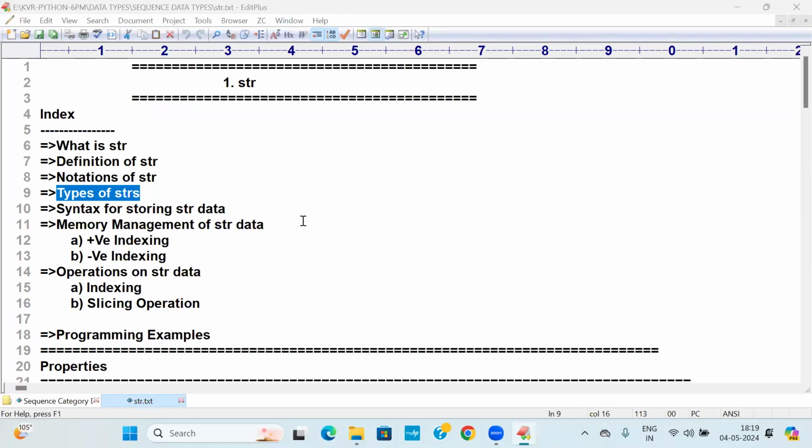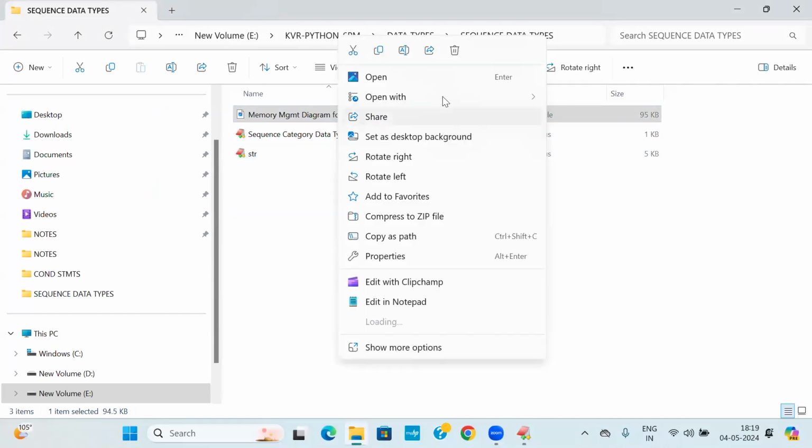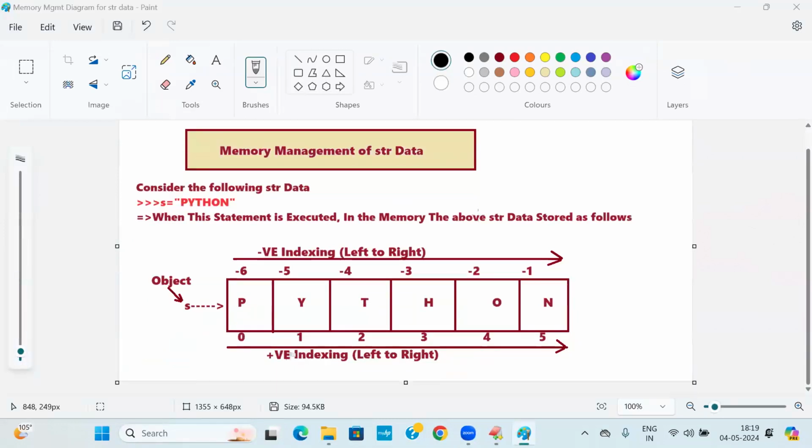Right. Memory management: how many index values are there? 2. One is positive indexing, and the other is negative indexing. This is what I uploaded already. Might be you have written in the notes also. Open the notes, and keep the diagram in front of you, because I am going to explain the further things.